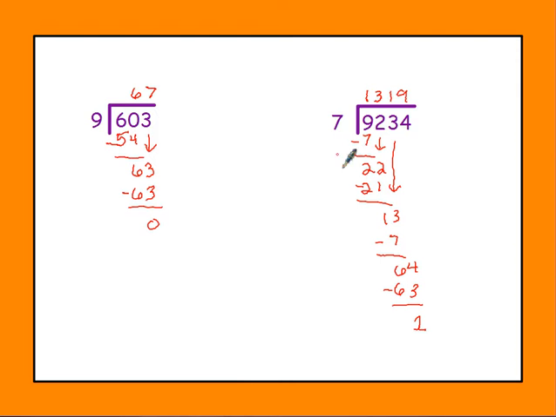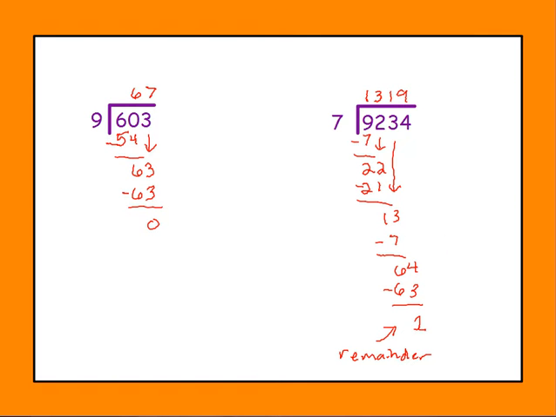And then 7 times what would give me 1? Well, you can't, and you have nothing else to drop. So you probably learned in elementary, maybe put a decimal point here and continue. But we're not going to do that. Basically, you call this your remainder. So what did I figure out? That 9,234 divided by 7 is 1,319 with a remainder of 1.